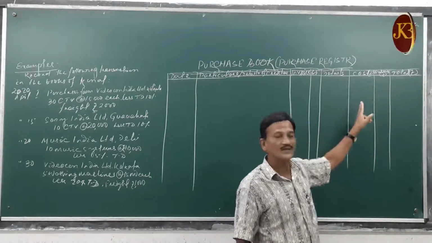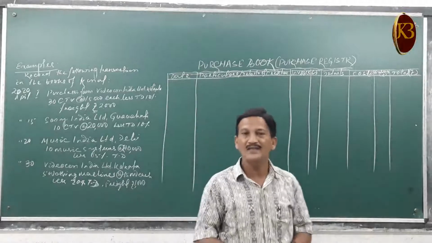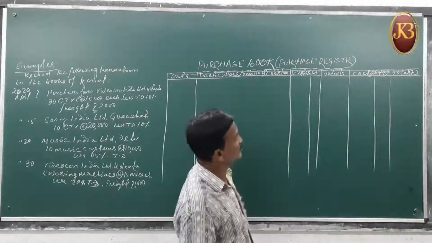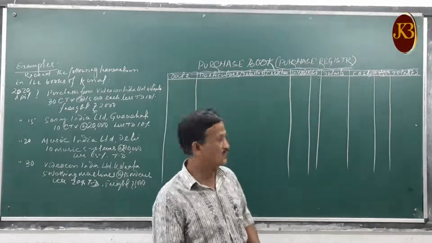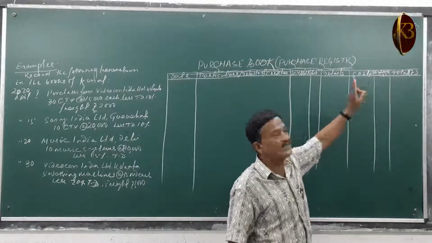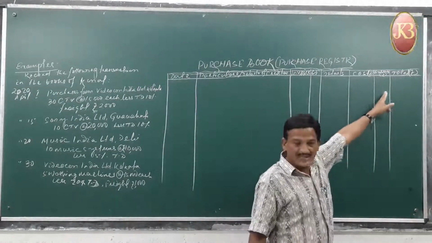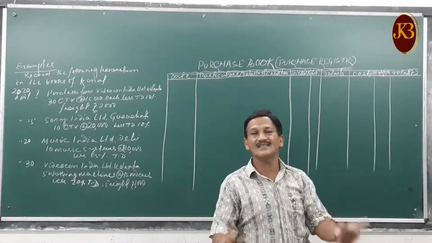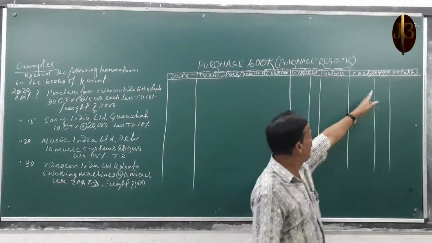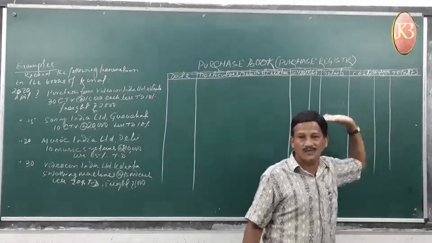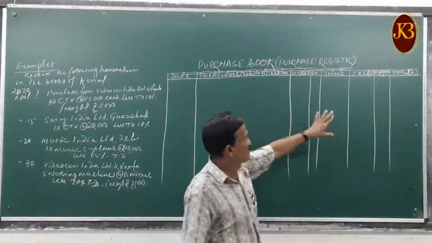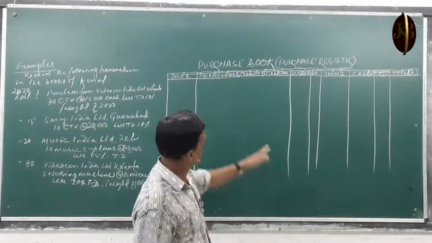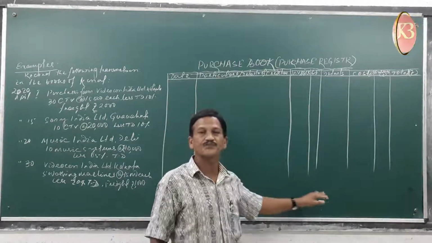Then cost, the amount payable after deducting the trade discount, the balance amount is shown here. Then expenses, that is the freight charges, etc., that are added. Then the total amount paid, so the total amount is calculated. So this is the format of the purchase book.